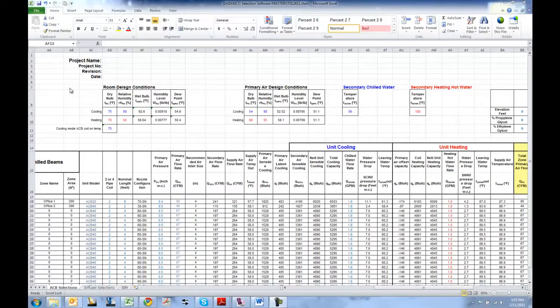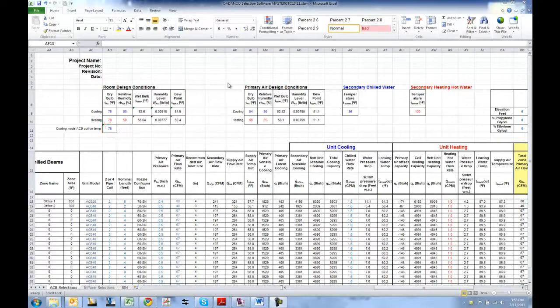The cells that are colored in red or blue are input cells that are required in order to undertake design information and modifications. Cells that have text in black are just for your information and provide outputs. So we can enter the room design conditions for both cooling and heating in this location. And if your design incorporates a coil air-on temperature that is different from the room design condition, that's entered in this location.